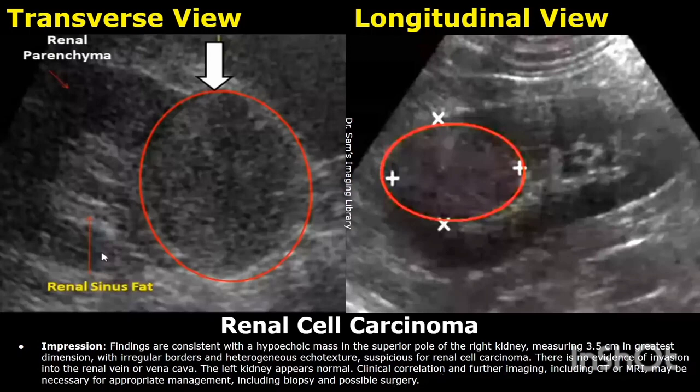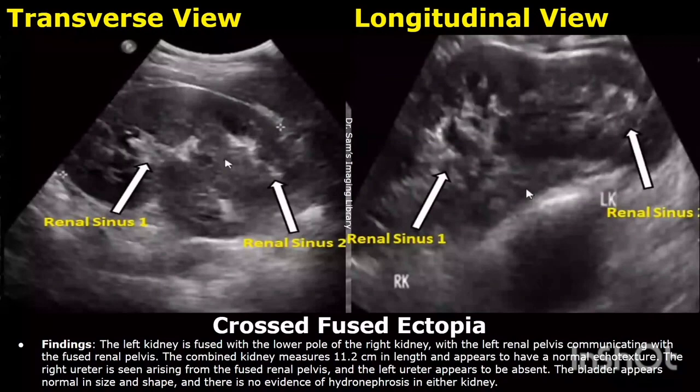This report is for cross-fused ectopia. These are the findings. The left kidney is fused with the lower pole of the right kidney, with the left renal pelvis communicating with the fused renal pelvis. The combined kidney measures 11.2 centimeters in length and appears to have a normal echo texture.